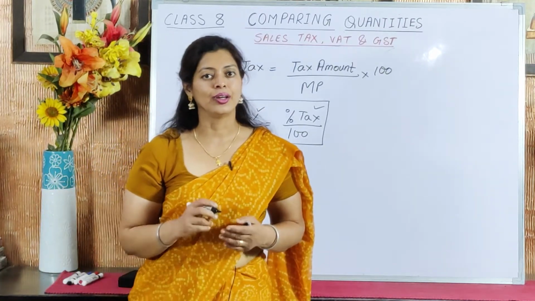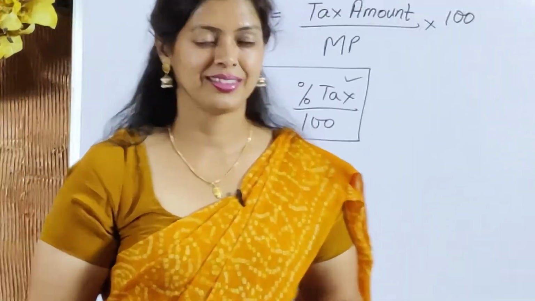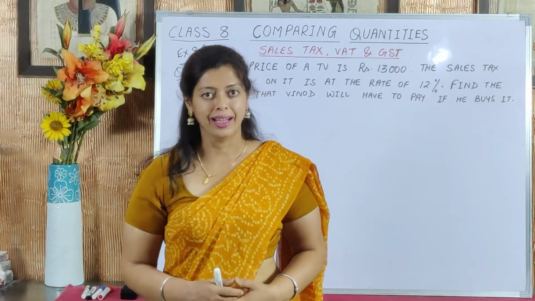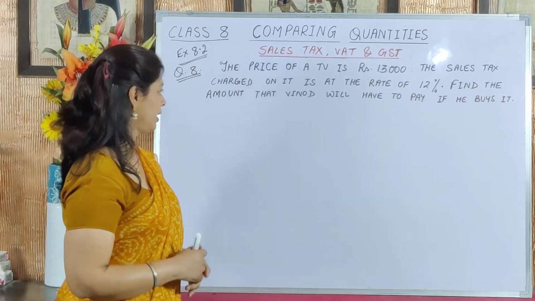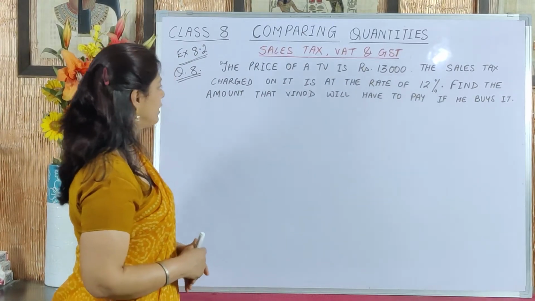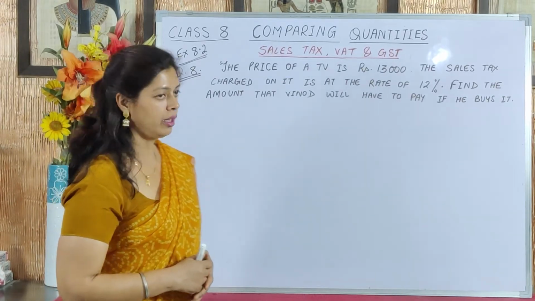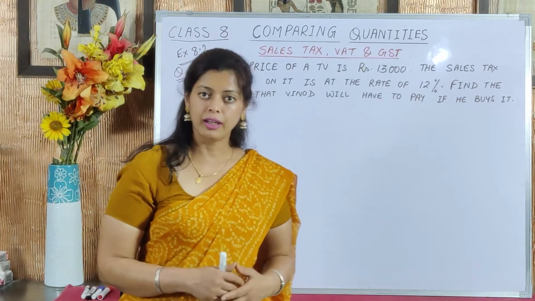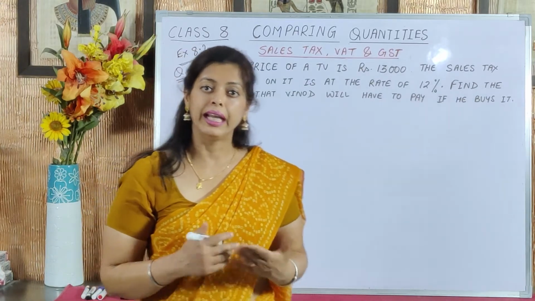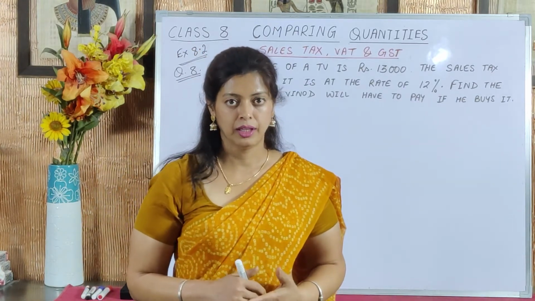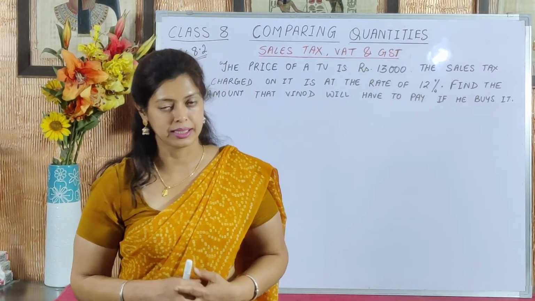Now we'll understand the concept of taxes with a couple of examples from exercise 8.2. Let's do question number 8 of exercise 8.2. The price of a TV is rupees 13,000. The sales tax charged on it is at the rate of 12%. Find the amount that Vinod will have to pay if he buys it. So here we are given the sale price of the TV, which is 13,000. We are also given the rate of sales tax, that is 12%. We are required to find the amount which the customer has to pay in case he buys the TV.